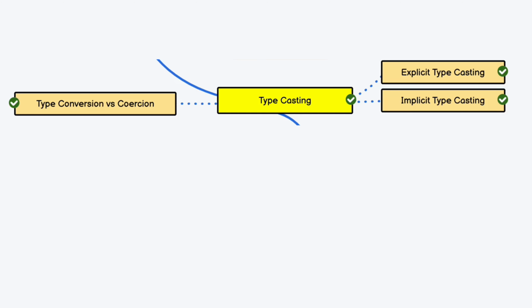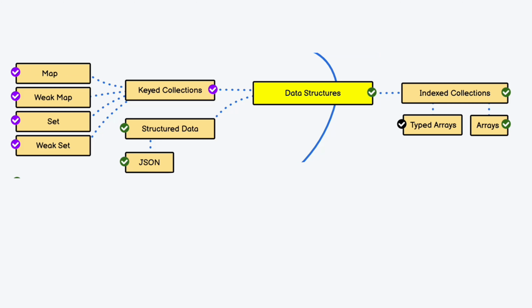Now let's move to the fifth module, which is data structure. Data structure is almost every single thing about any programming language. You have to know exactly how data structures work. The data structure is divided into 2 different categories. So we have indexed collection. Under the indexed collection we have typed arrays and arrays. So these two types of data come in indexed collection.